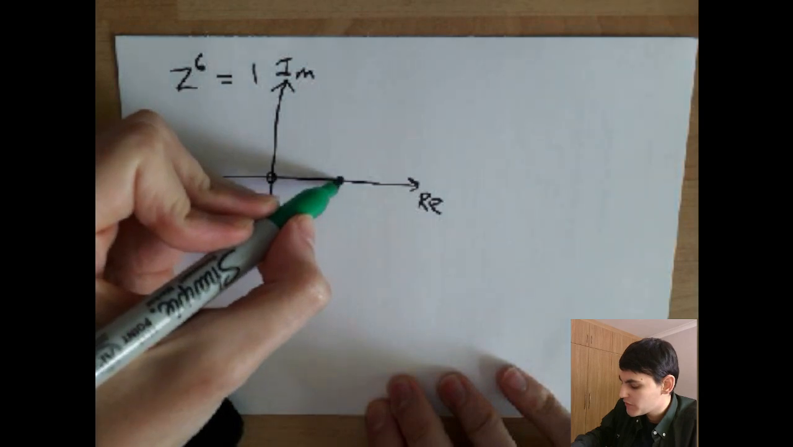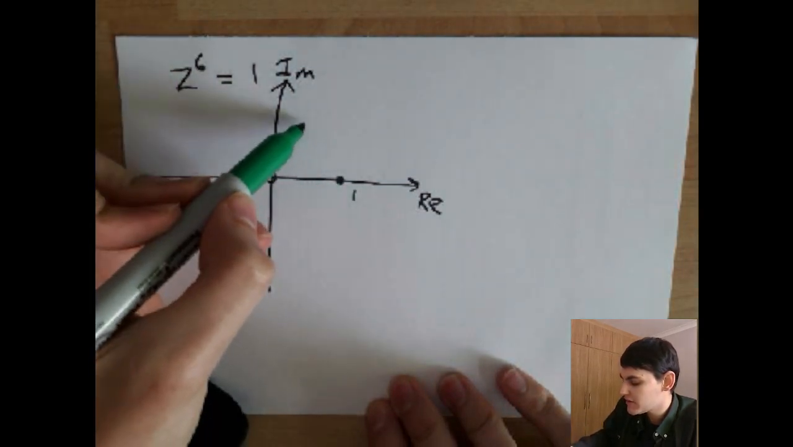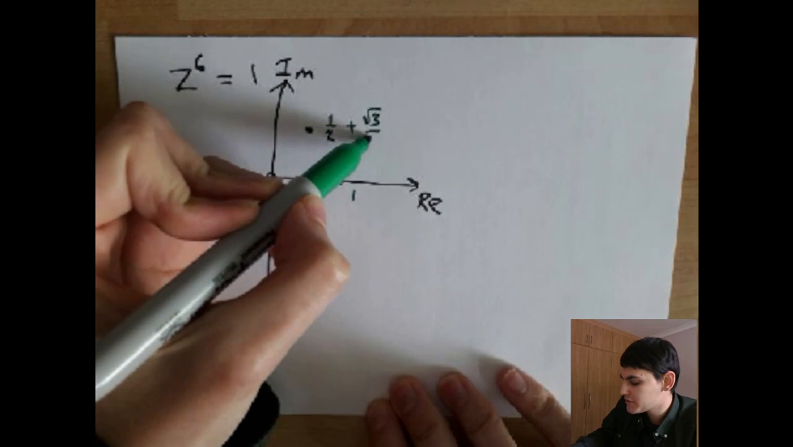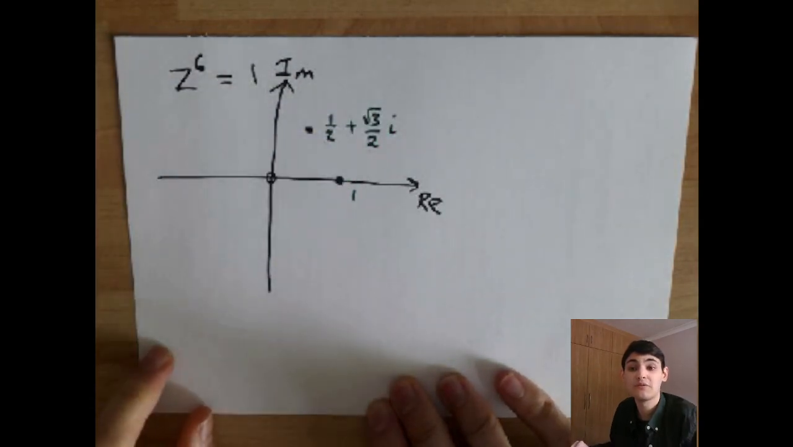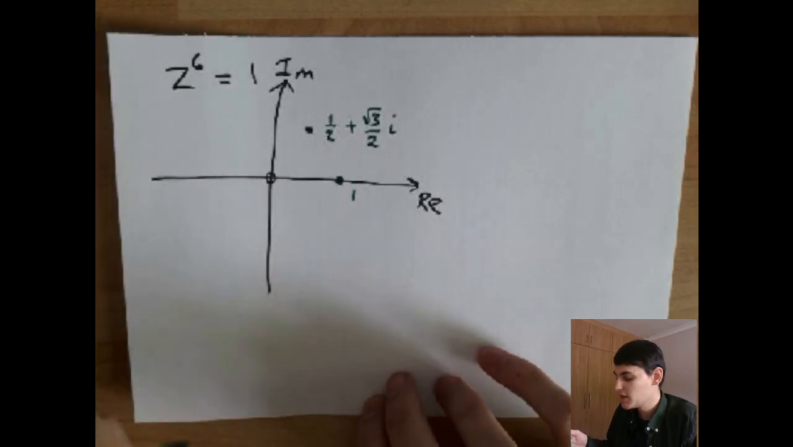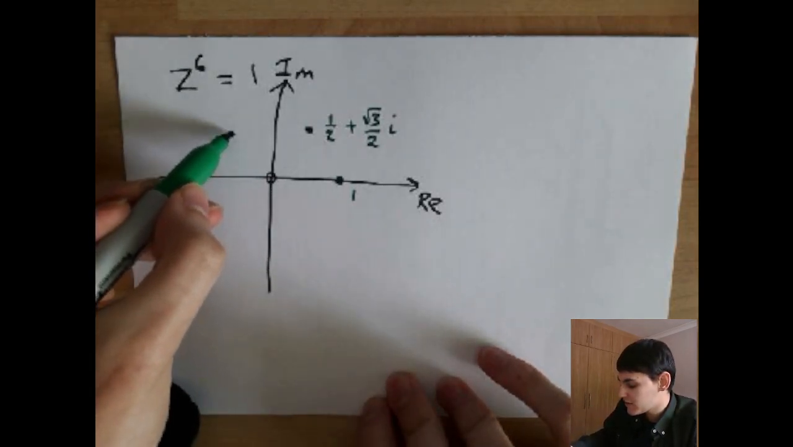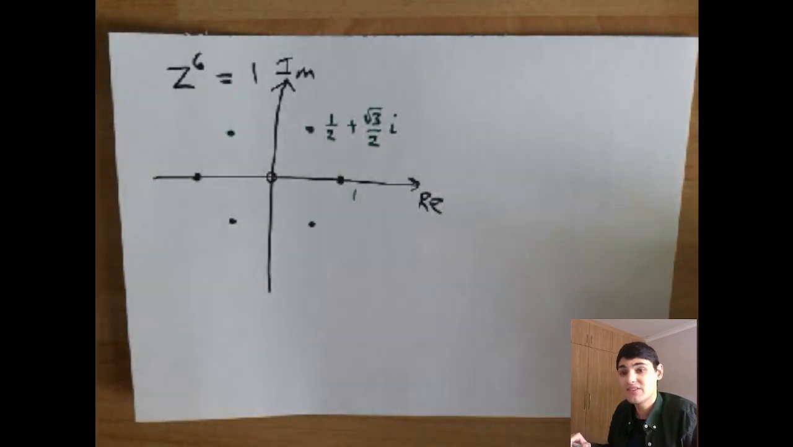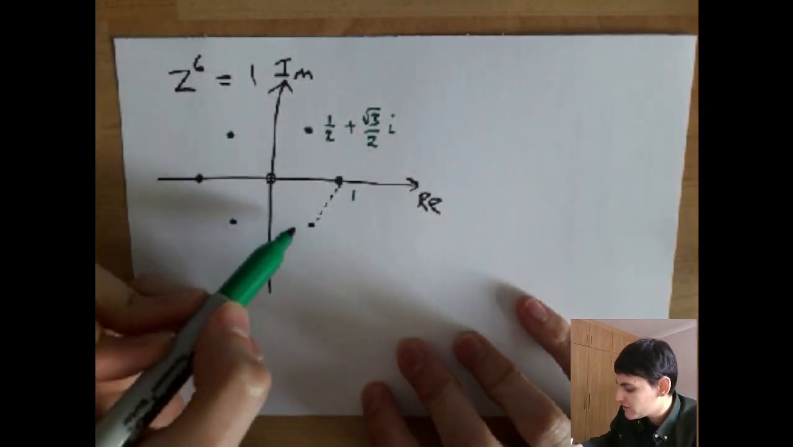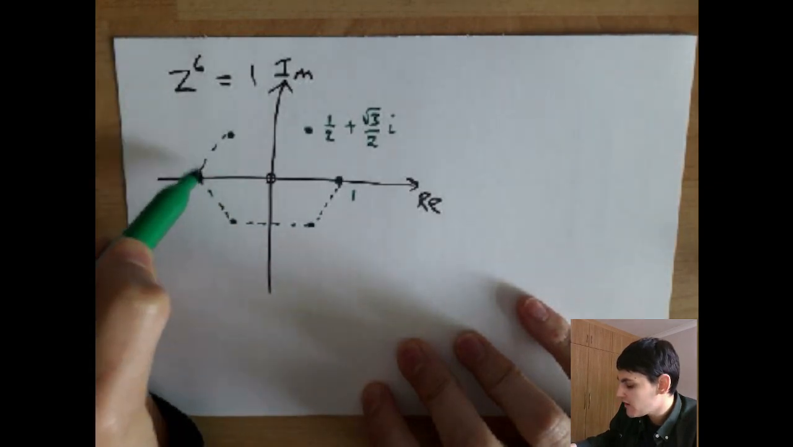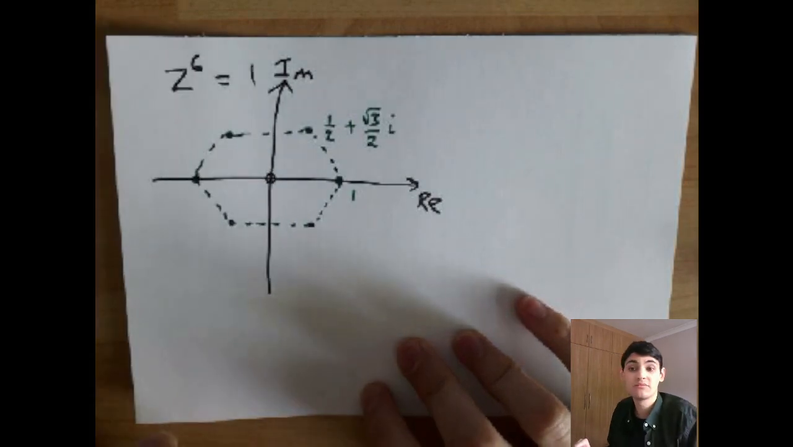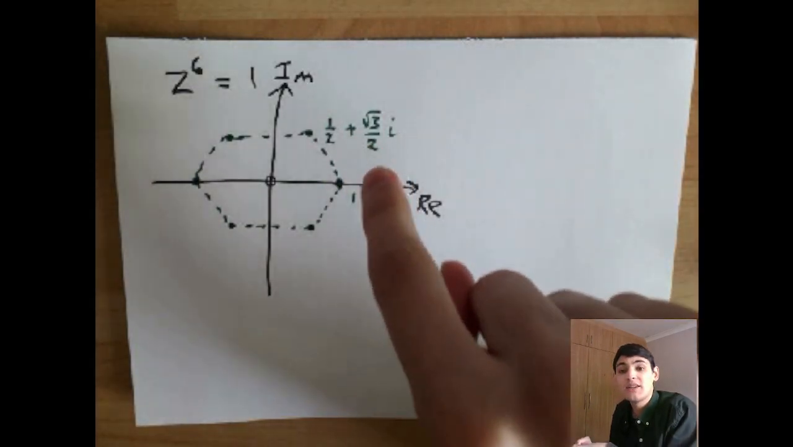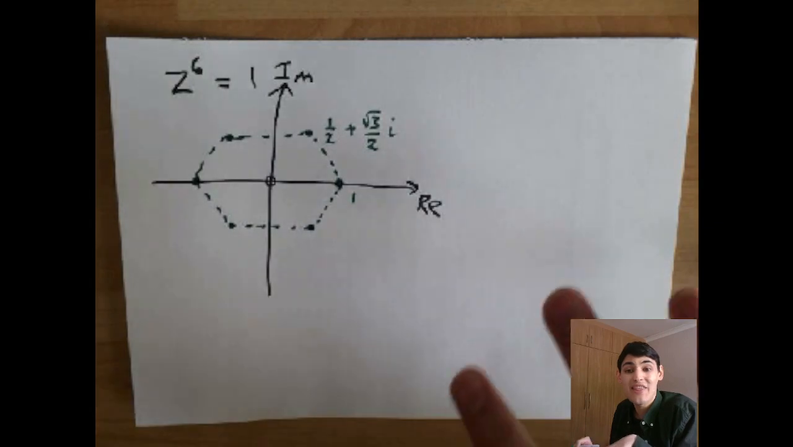So we've got 1. I believe it's a half plus root 3 over 2 i. i is this imaginary number where i squared equals minus 1, if you didn't know already. And I'm not going to write them all in, but what you end up with for the roots of unity is, if you join up the points, a regular hexagon like that.